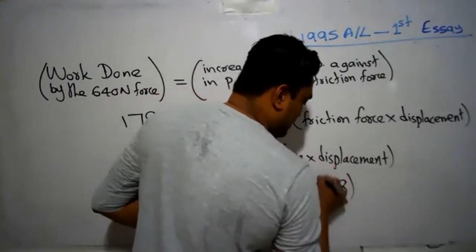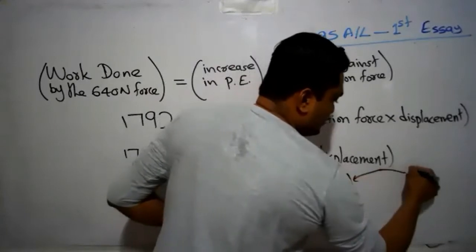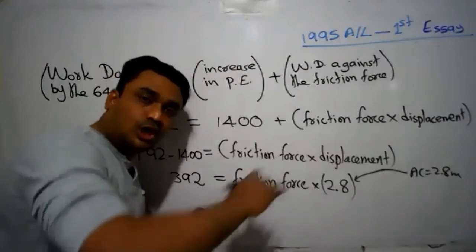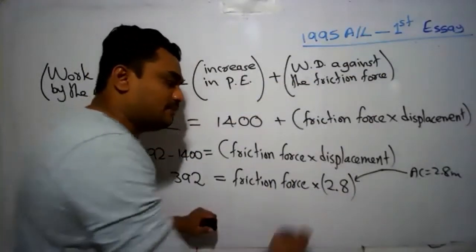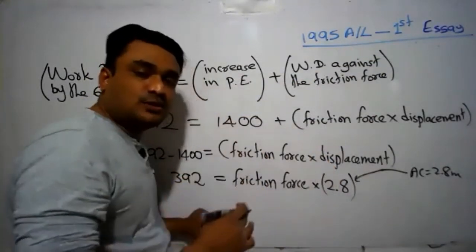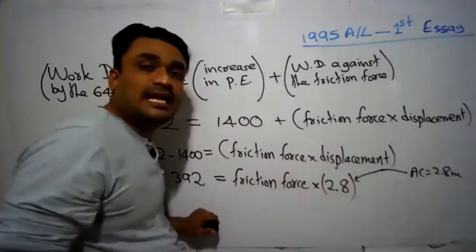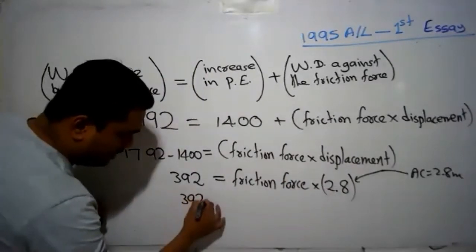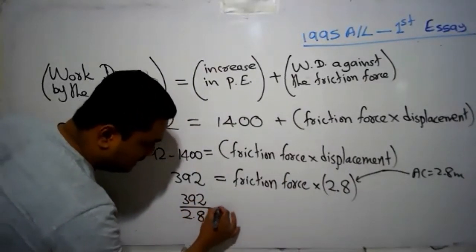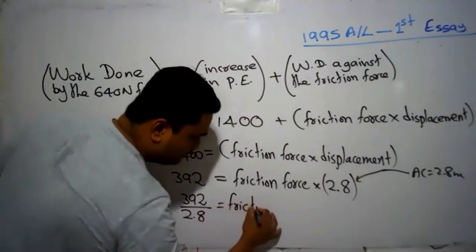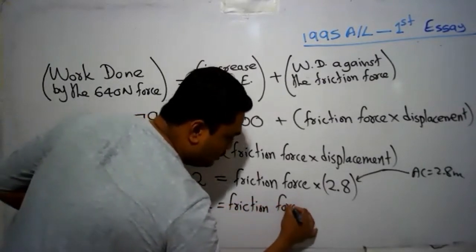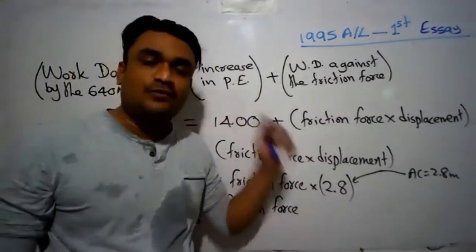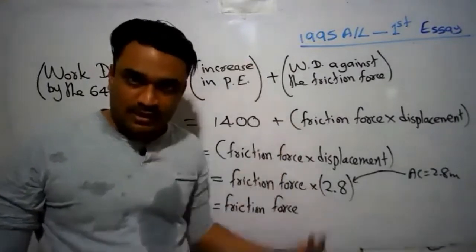That is the length of the inclined plane. The object is moved along the inclined plane, and the length of the inclined plane is 2.8. Therefore, the friction force is acting for a distance of 2.8 meters. So just take 2.8 to this side. Then you get 392 divided by 2.8 equals friction force. So from this method, you can find the friction force. To find the coefficient of friction, we have to find the friction force first. Complete this. Write it.